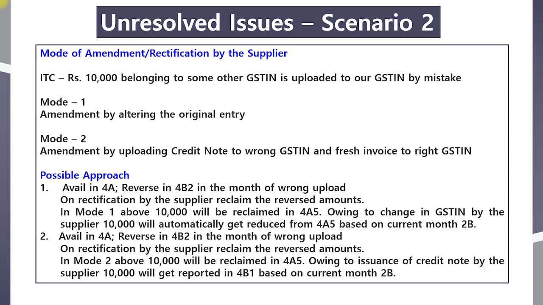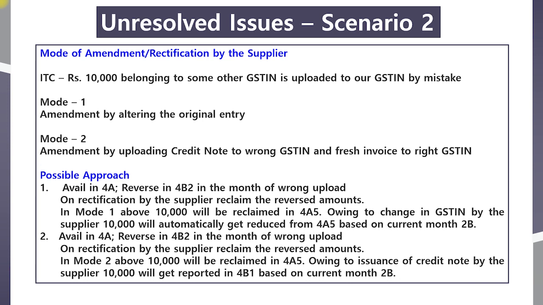Now, what is the mode of amendment or rectification by the supplier in these instances? Two possibilities. He may amend by altering the original entry. He may upload a credit note to wrong GSTN and fresh invoice to right GSTN. We all understand credit notes can be issued only for the 4 scenarios envisaged under section 34, but practically we see that for all sorts of error rectification, credit notes are being used.